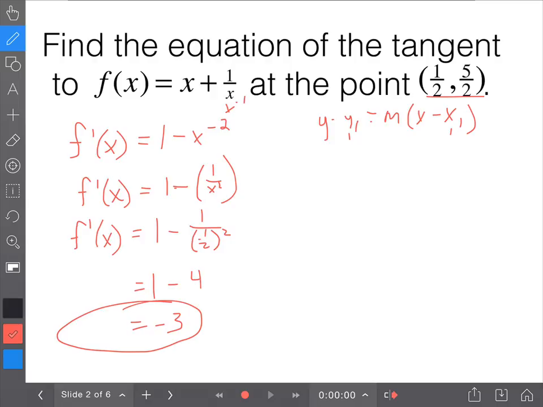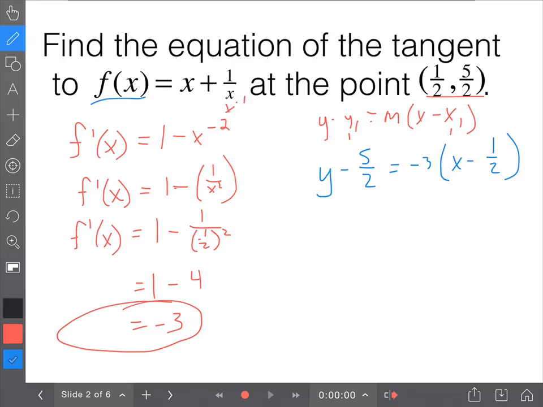So I can go ahead and throw all this into my equation now. And I've got y minus y1, which is 5/2, equals the slope, which is negative 3, times x minus x1. So that is a perfectly appropriate equation. Now, sometimes IB or somebody else may ask you to put it into function form, or in the form of f of x, or just to isolate the y, because that's kind of the standard format when you're writing an equation.